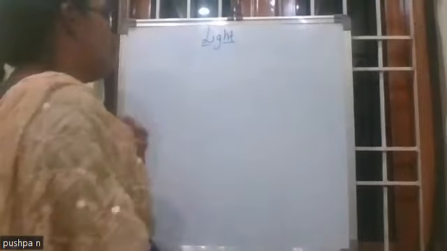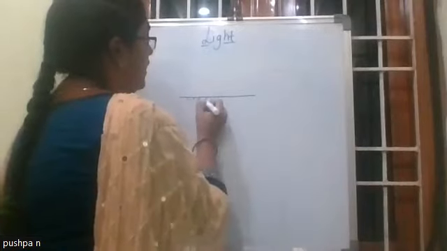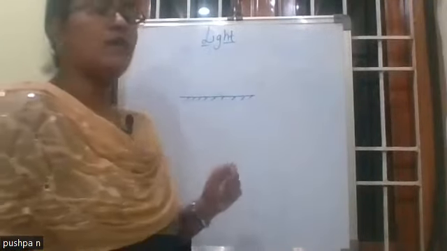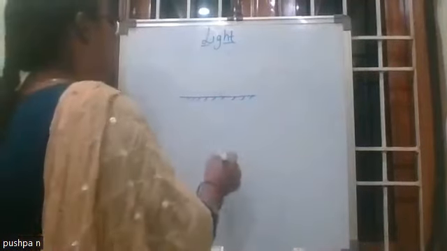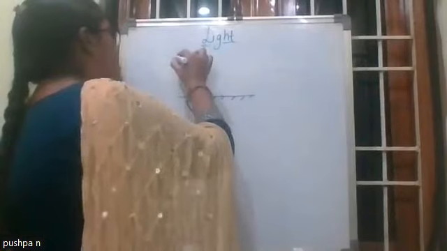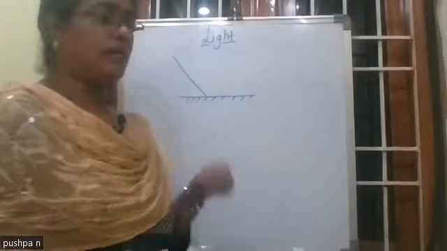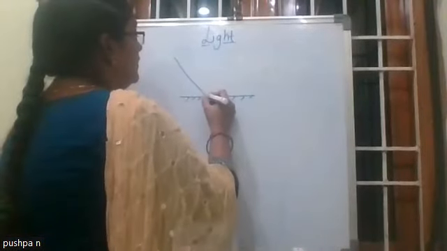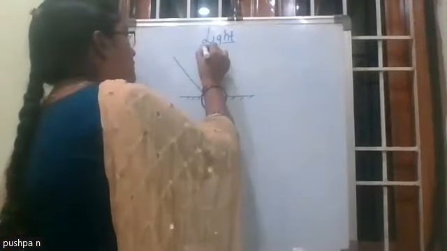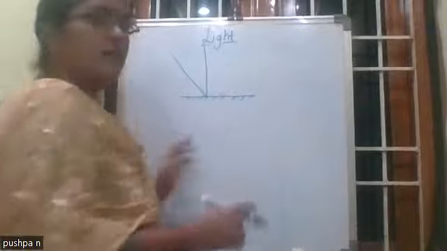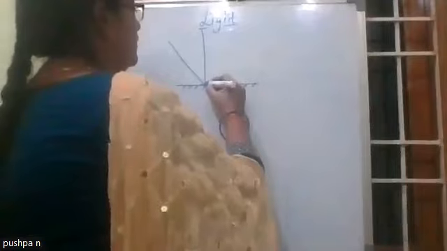So here, let's take a mirror. We need to observe what the incident ray, reflected ray, and refracted ray are. Here, I have taken a light source. Let's suppose I have taken a torch and it is incident on a glass plate. So this will be the incident ray. Let's draw a normal. This is the normal ray. Can you observe this? Here, this is a reflected ray.